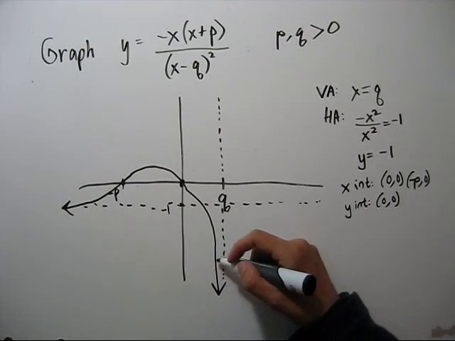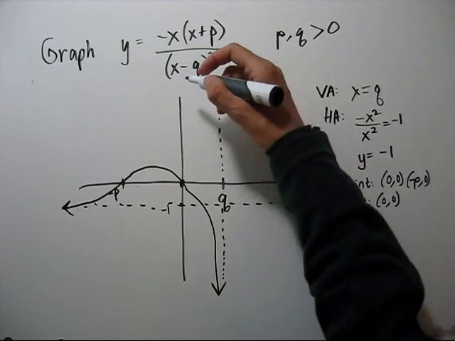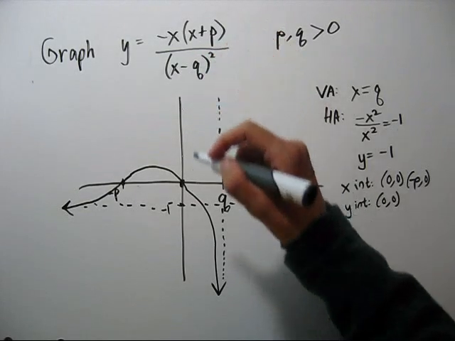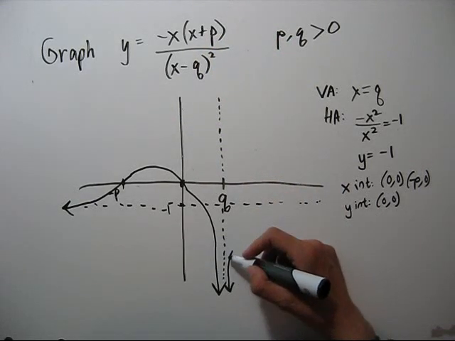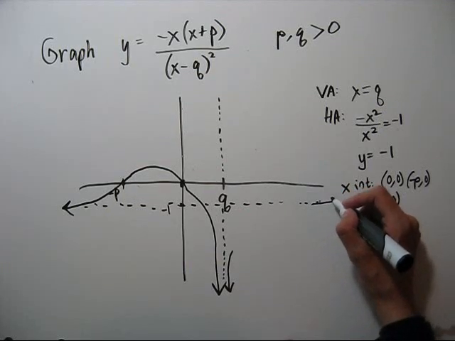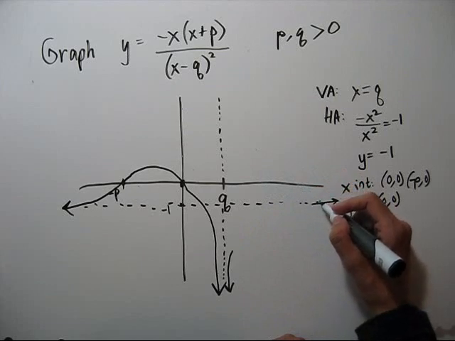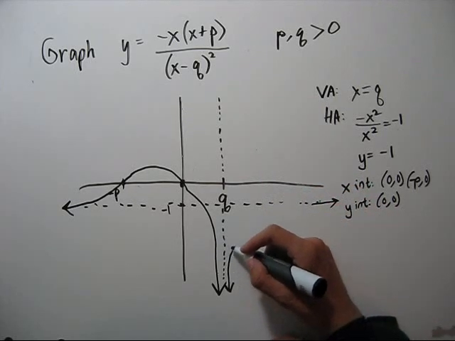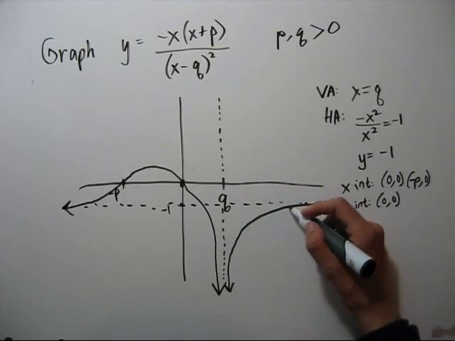Now let's see what happens as we cross over the vertical asymptote. The multiplicity of x minus q is even. That means I stay going the same direction. Next, I'm going to somehow end up along this horizontal asymptote. I need to think about whether I'm going to cross with a little bump or not. If I did, I'd need more x-intercepts. I don't have them, so it just goes like this.